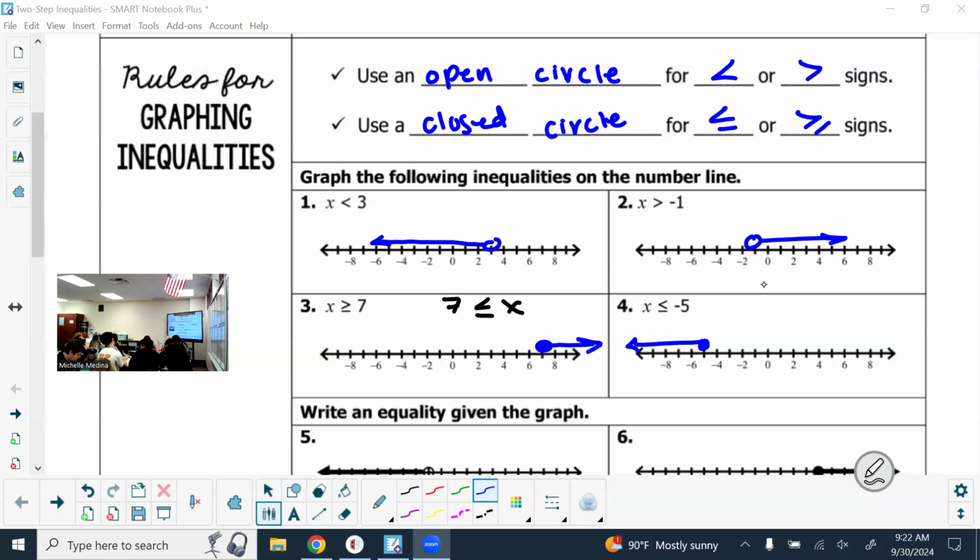Okay. The other one I had you try, this one, you should have a closed circle on the -5. And the arrow should point to numbers that are smaller than -5. So to the left. Good. Any questions?